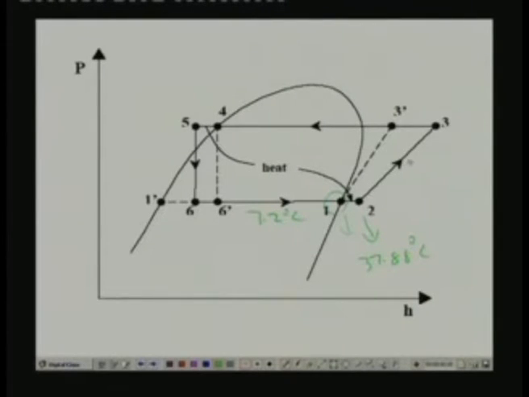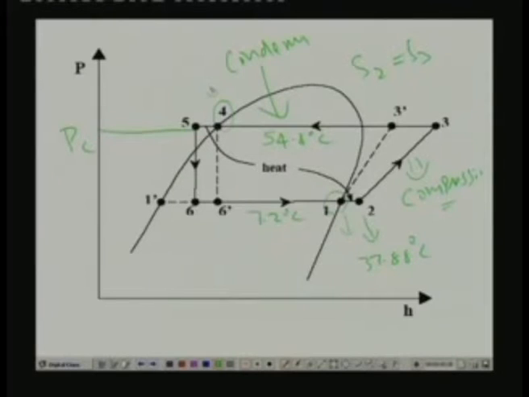And process 2 to 3 is, as you know, the compression process, and here we are assuming the compression process to be isentropic. That means S2 is equal to S3. So, 2 to 3 is the isentropic compression process, and 3 to 4 is the heat rejection in the condenser. We know that point 4 is a saturated liquid condition at condenser pressure, and the condenser is operating at a temperature of 54.4 degrees centigrade. So, we can find out the condenser pressure. Point 4 is a saturated liquid at this pressure.